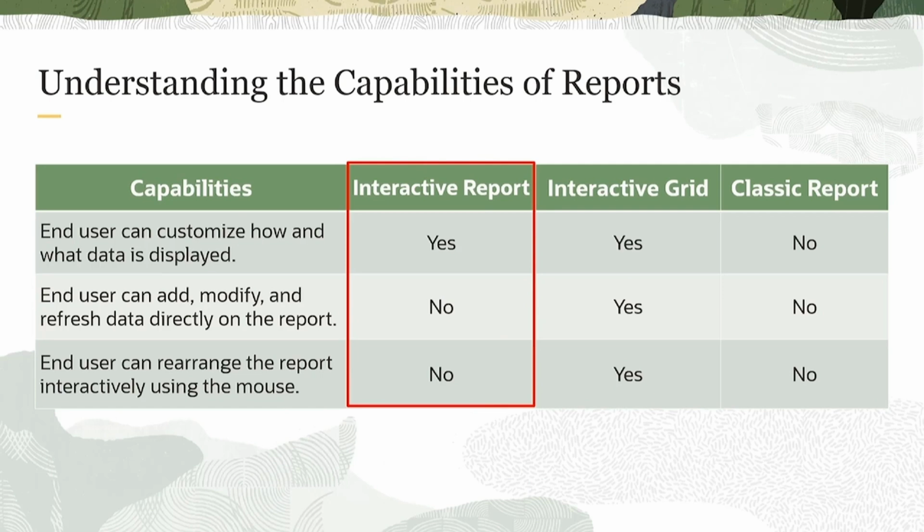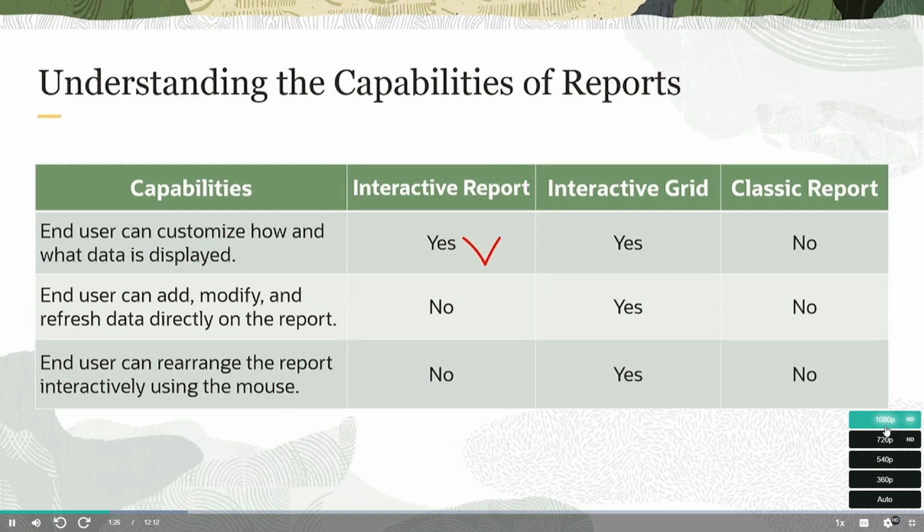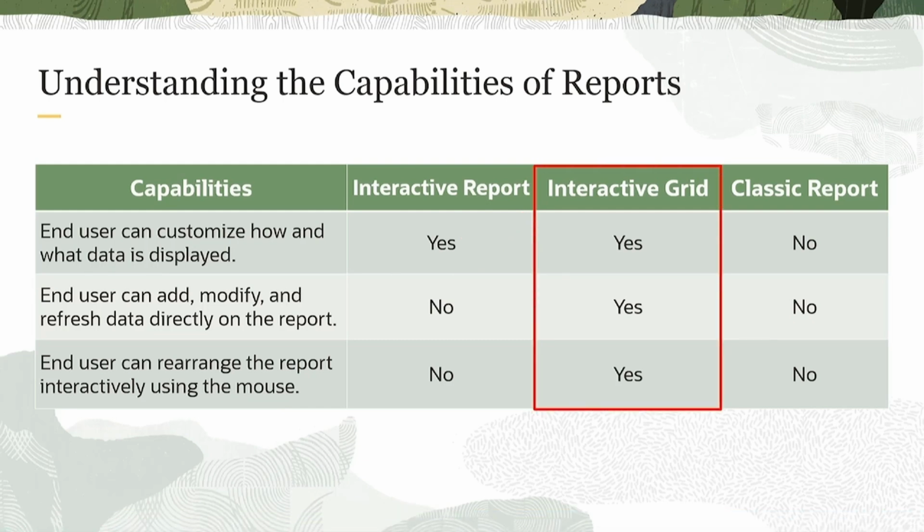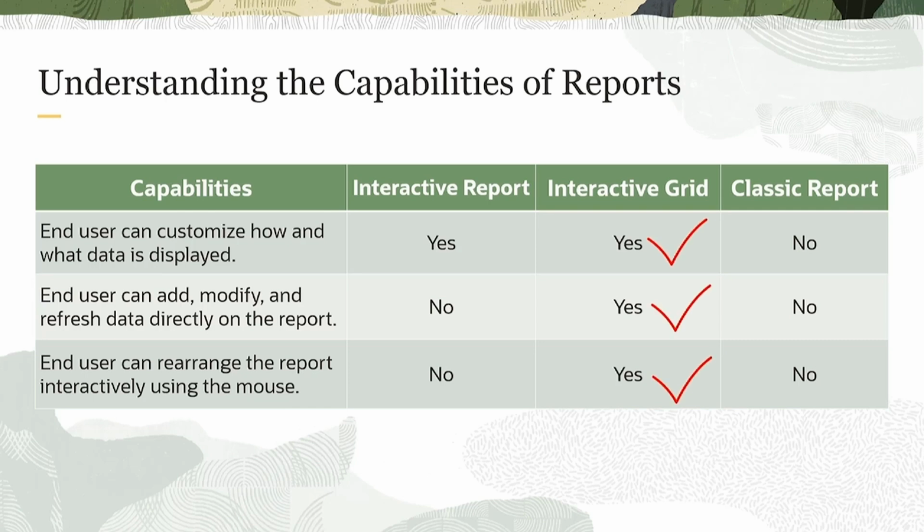Now, when viewing an interactive report, end users can customize how and what data to display. You choose an interactive report if your requirement is end user customizations. On the other hand, an interactive grid presents users with a set of data in a searchable and customizable report. In the editable interactive grid, users can add, modify, and refresh data directly on the report. Plus, the end user has the ability to rearrange the report interactively using the mouse. You choose an interactive grid if your requirement is to allow end user editing and refreshing directly on the report page along with the end user customization of the report.